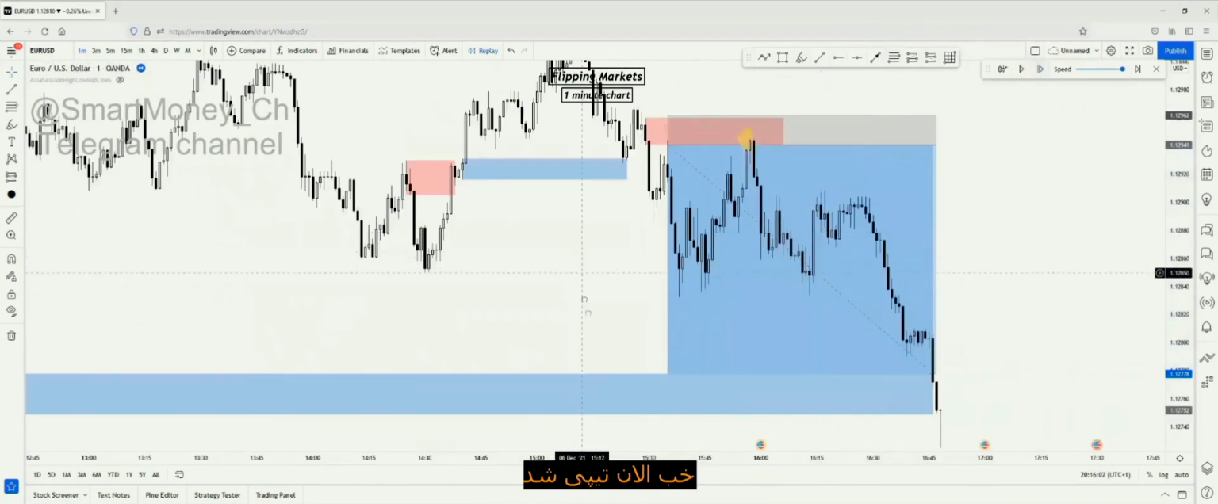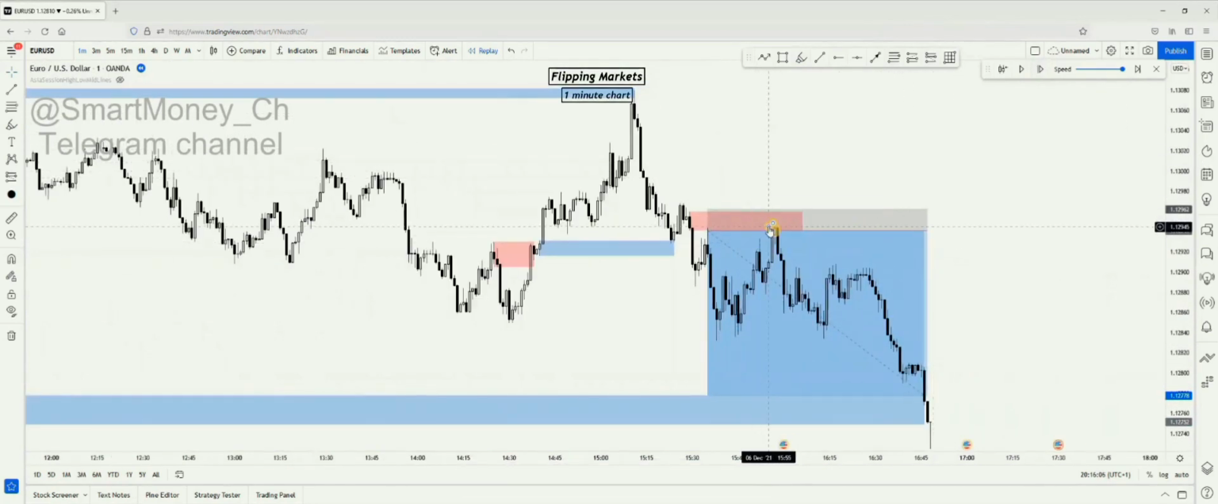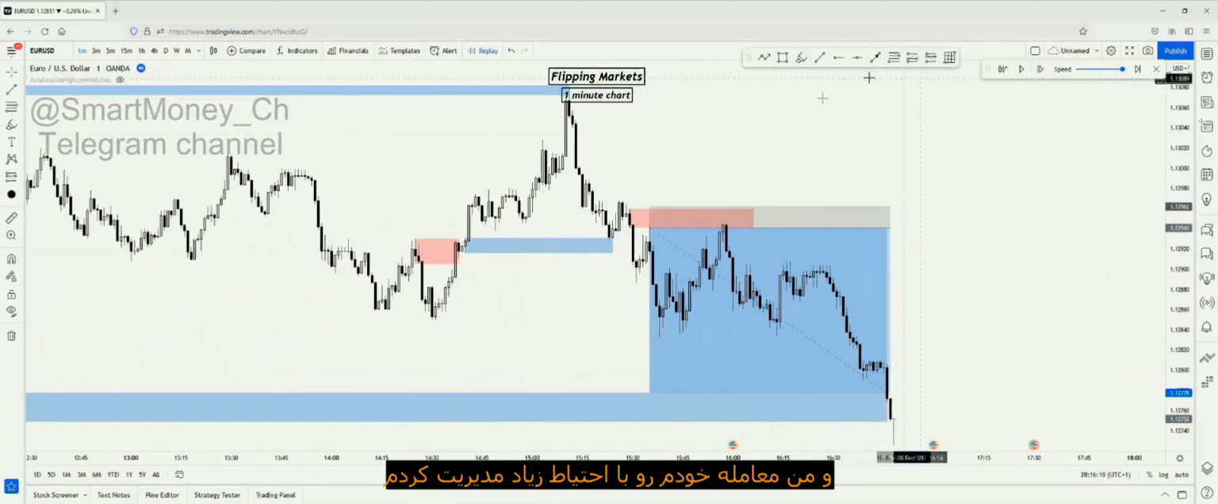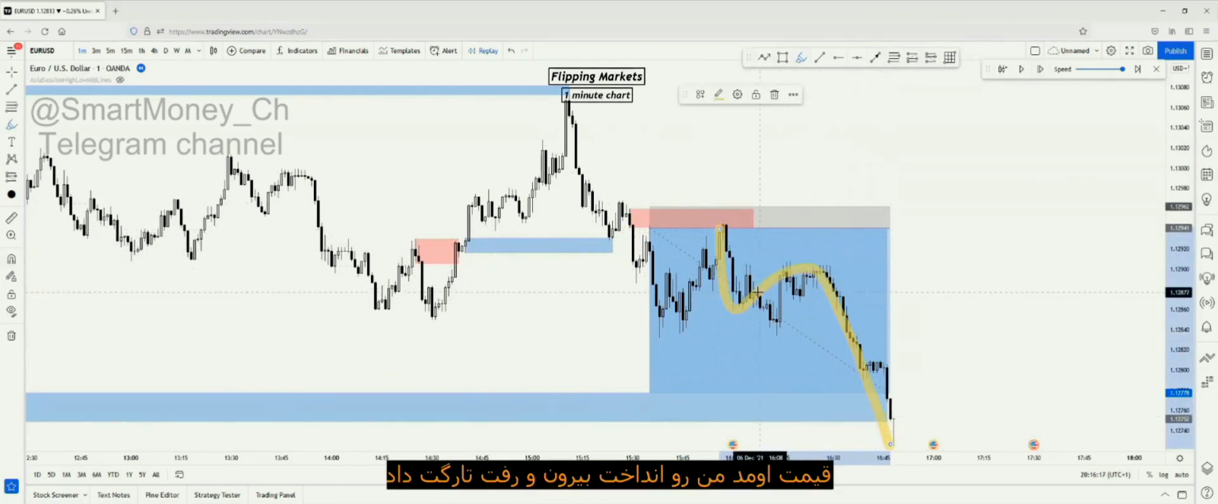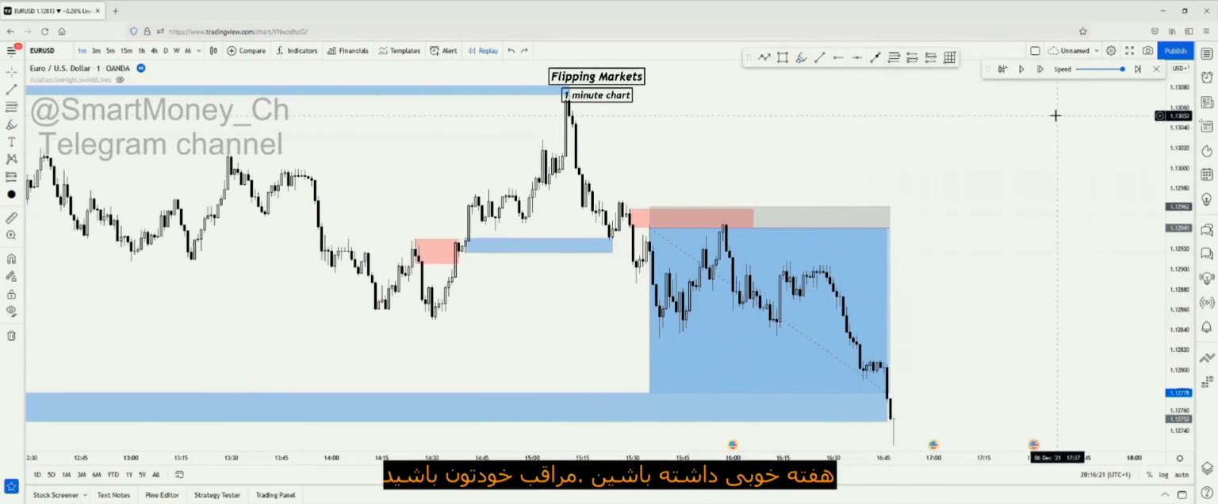So yeah, now TP hit. Actually, this was the breakdown of today's trade. It isn't really complicated. It's just a simple flip. I just managed my trade too tightly and it hit break even. And after that price just ran into my TP and did hit an 8 risk reward, but it is what it is. I hope it made sense for you guys.